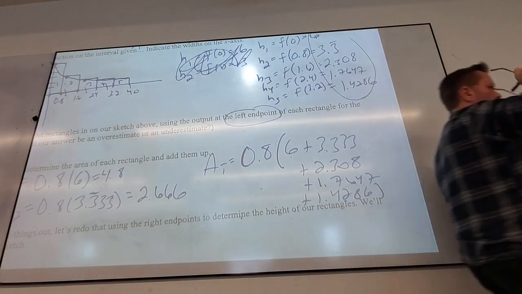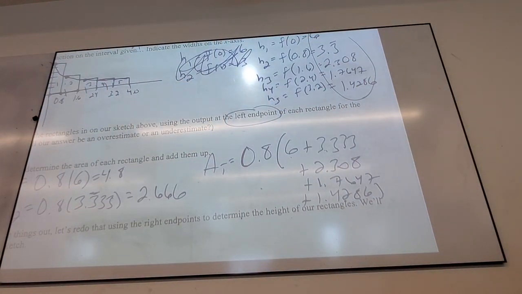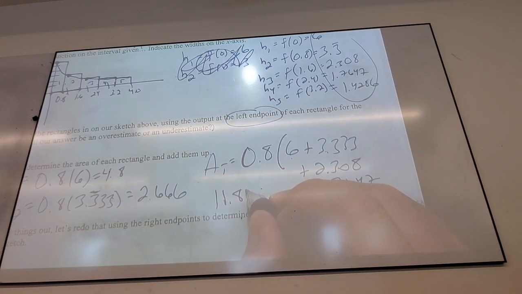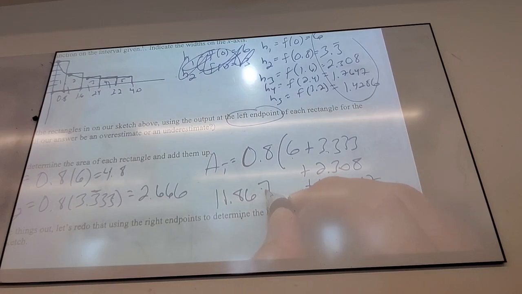11.83. What'd you get? 11.83. Oh, I see what it is. Yeah, it should be like 11 point something. What did I do? Oh yeah, there we go. I got 11.86, but I might have plugged something wrong. I might have cut it. I didn't round that 2.308. I got 11.868. Okay, so we all got about 11.867, roughly.